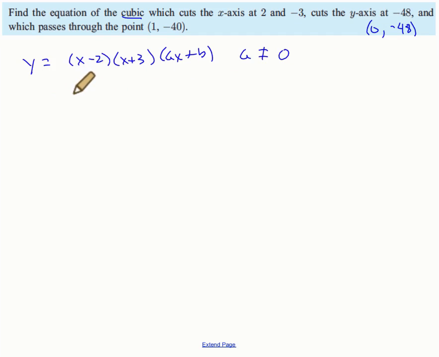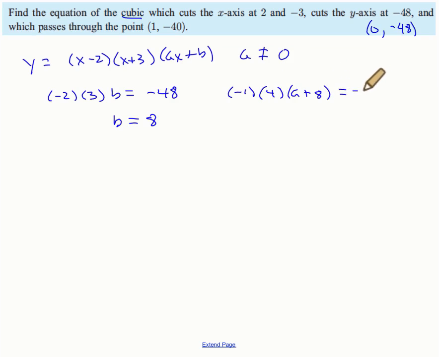So if we substitute those in, 0, -48, into the equation, we end up with -2 times 3b equals -48. So solving that, we get b is equal to 8. We also have the point (1, 40), so that would give me the equation -1 times 4 times (a plus 8) is equal to -40, and that's just by substitution.